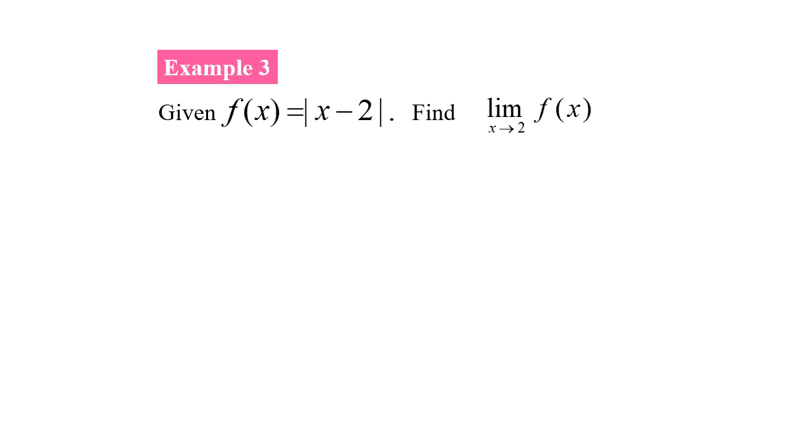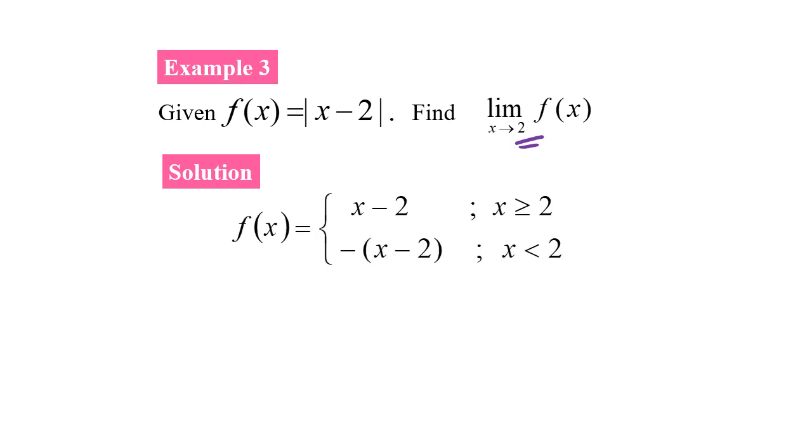Now, the third example. Given f(x) is equal to the absolute value of x minus 2, find the limit of f(x) as x approaches 2. Okay, so this function is an absolute function. So what we can do here is define it into two functions. For positive x minus 2, everything inside the bracket should be positive, so x minus 2 should be more than or equal to 0. So x should be more than or equal to 2.